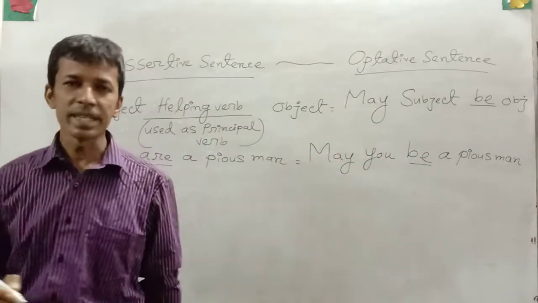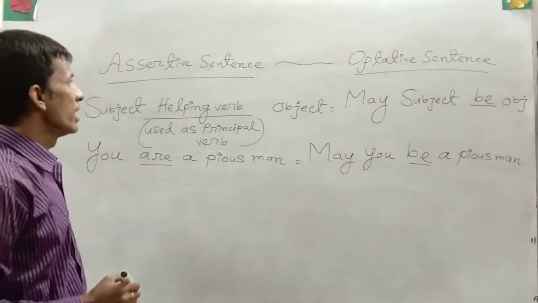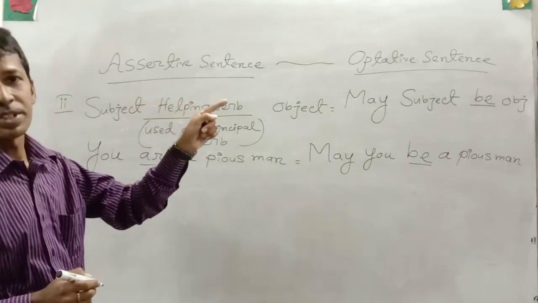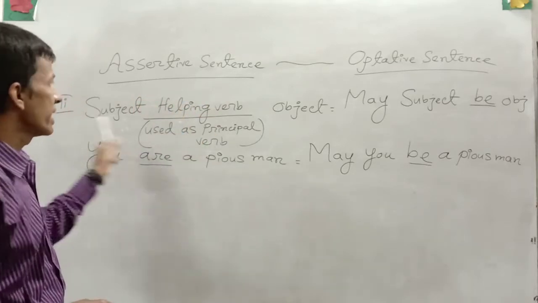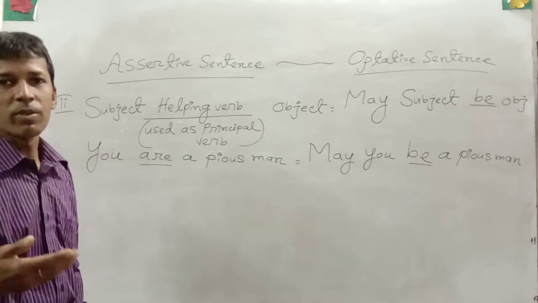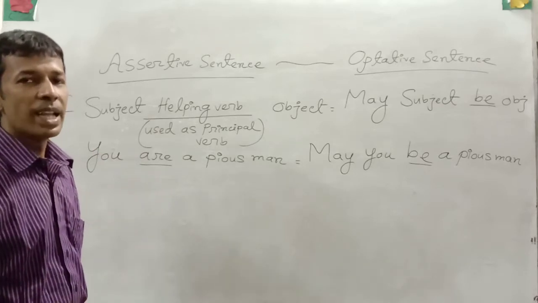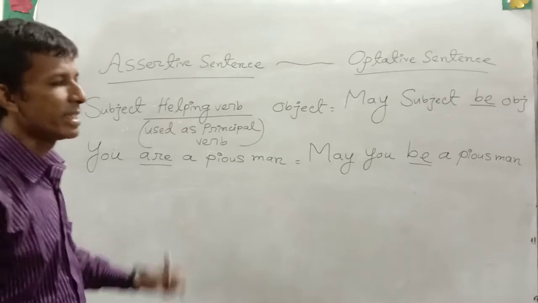This is the second example, this is the second structure, in what way assertive sentence can be transferred into optative sentence. Now I am going to effect the second structure and example, and now I will write the third example and the third structure from this discussion.